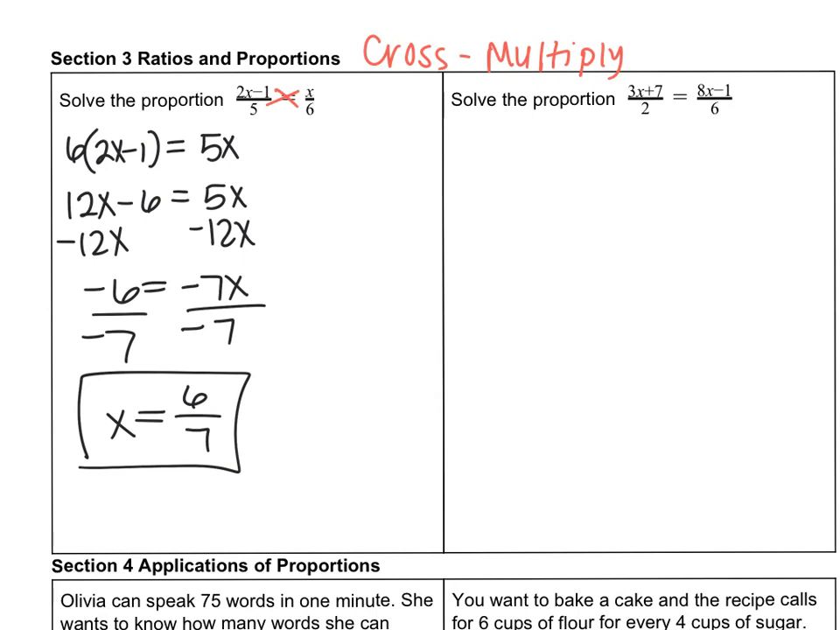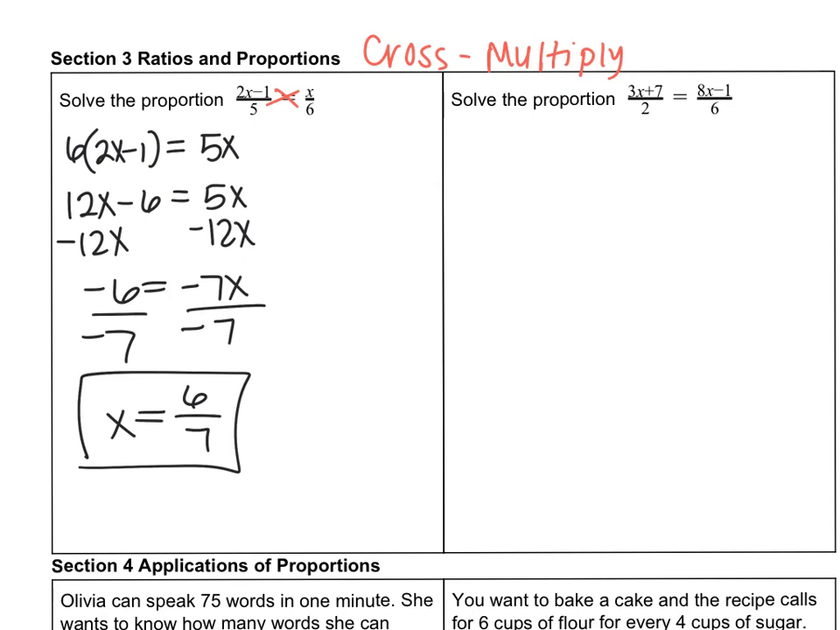It's also extremely important that you leave your answer as a fraction and you remember x equals. The only time you're allowed to give me a decimal answer is if it's a word problem, a conversion of units, or if the original problem contained decimals.